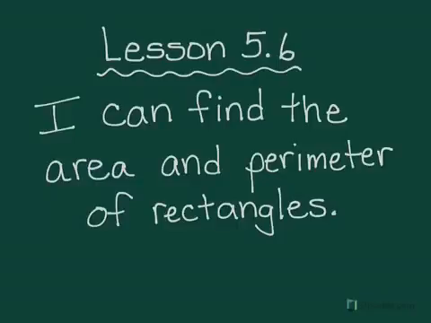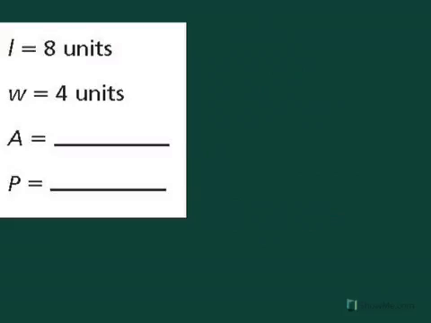I can find the area and perimeter of rectangles. So let's take a look at an example. In this example, they've given us the length of a rectangle and the width. They want us to find A for area and P for perimeter. But what do those two things mean?